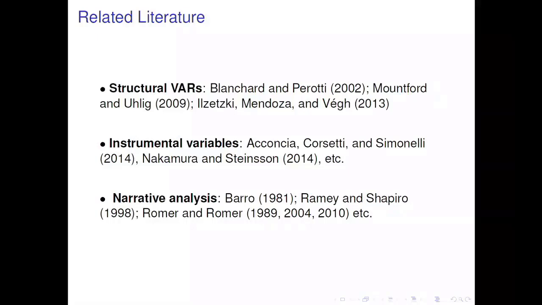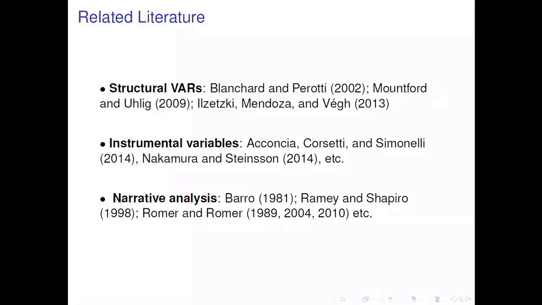The second strand, obviously, is instrumental variables, which is most used in economics. And the idea here is that you find some other source of exogenous variation in the contended X variable or the endogenous variable. And there are some nice papers by Conchia, Corsetti, and Simonelli in 2014. This was published in AER, Nakamura and Steinsson. I think even this got published in AER. And there are a bunch of other papers as well that use instrumental variables approach to identify the effect of government spending in general on economic activity, not necessarily transfers.